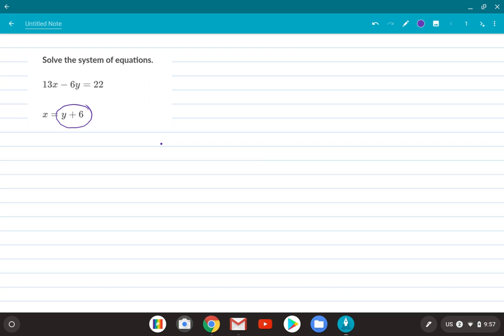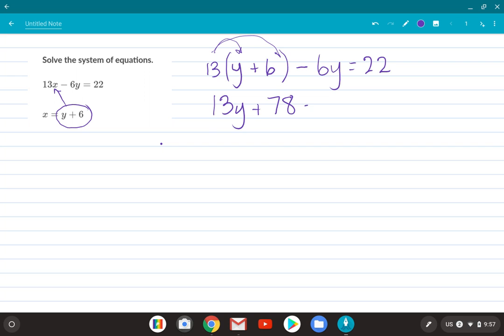So I'm going to circle y plus 6, and I'm going to put it in for x. So I'm going to go 13. Now instead of x, I'm going to put a y plus 6 minus the 6y equals 22. All right, now we're going to distribute. And we're going to go ahead and do 13y plus 78 minus 6y equals 22.